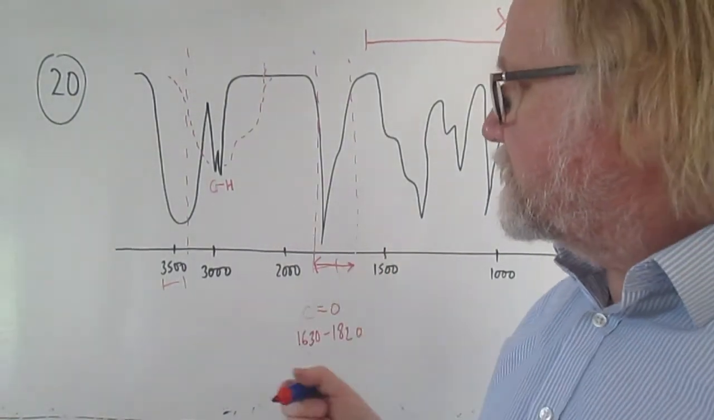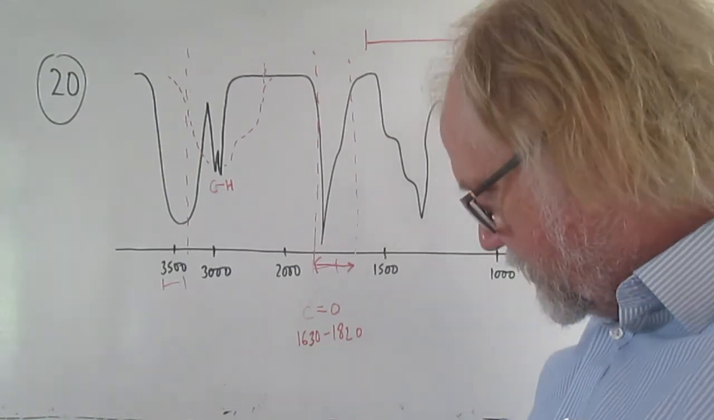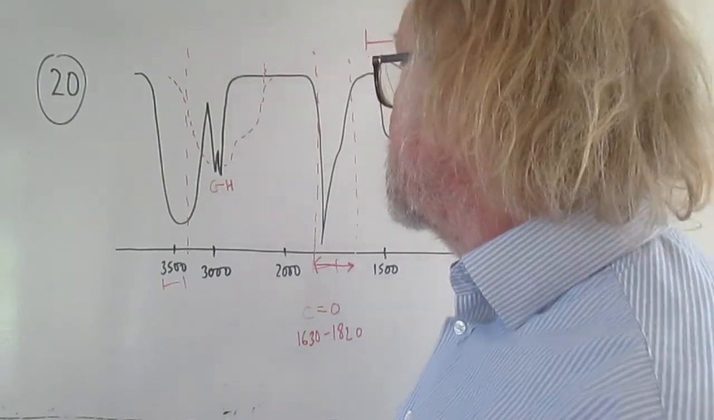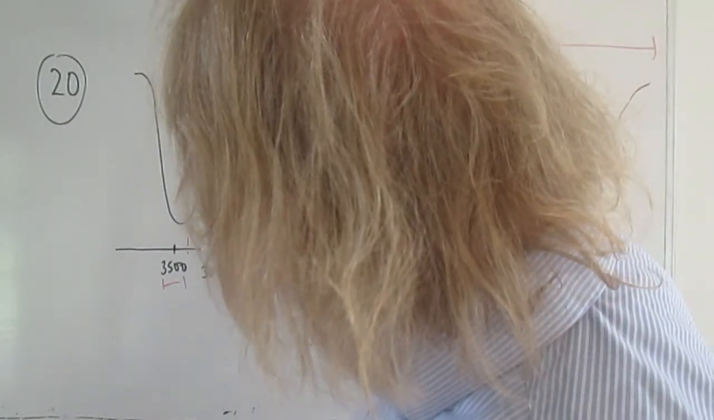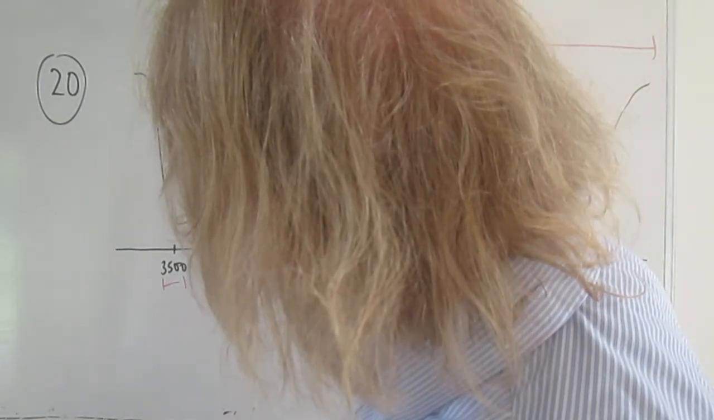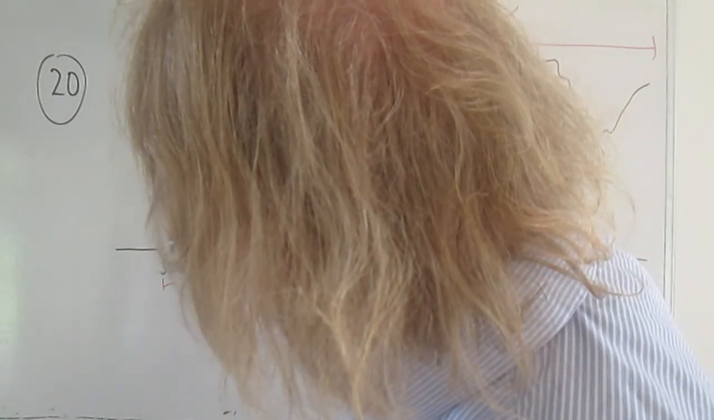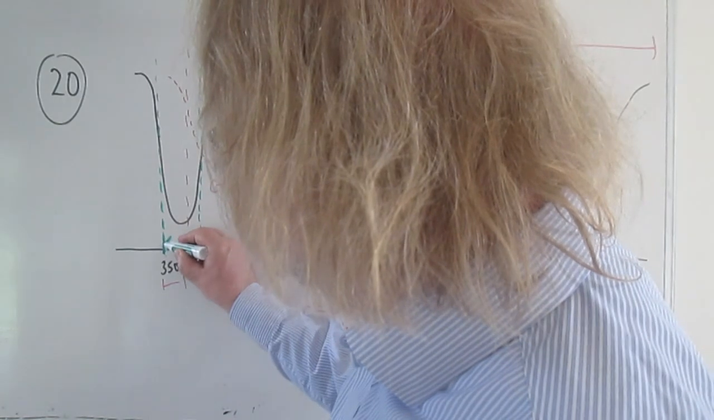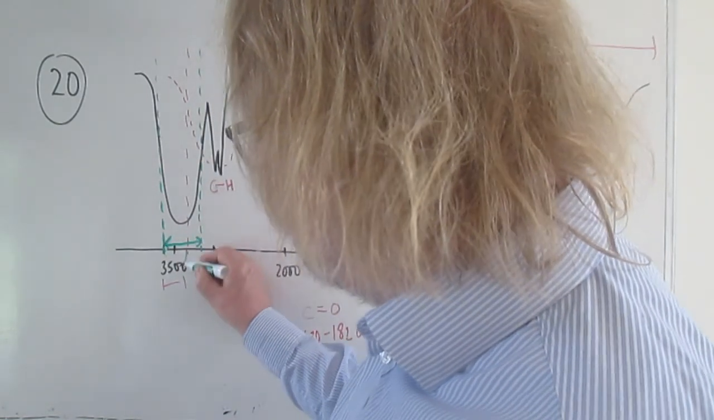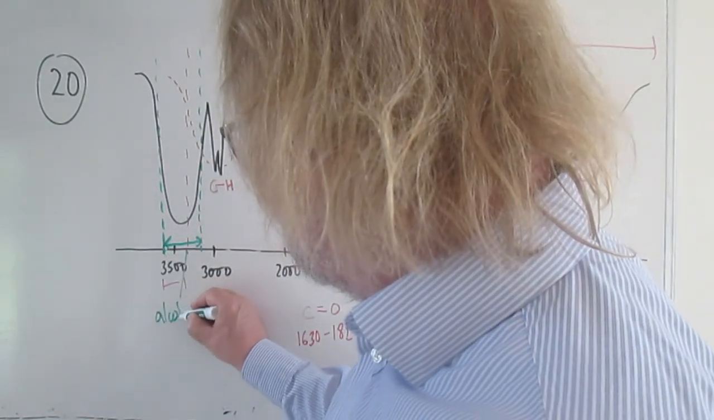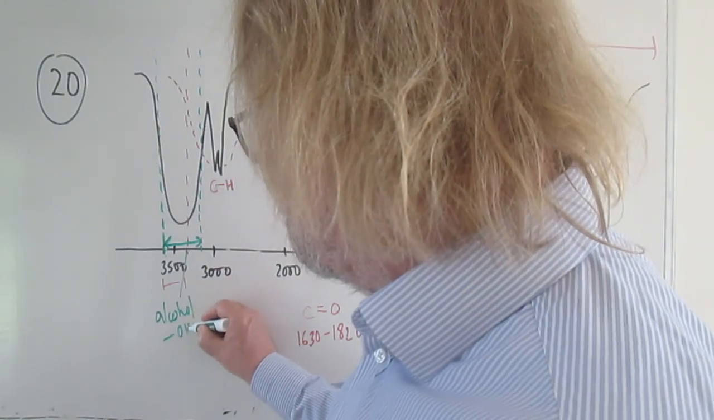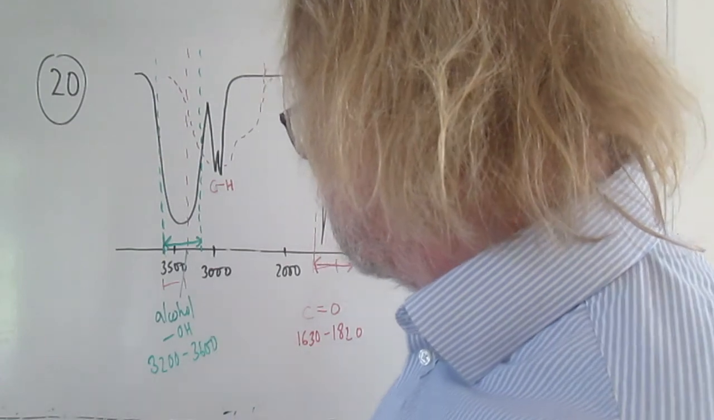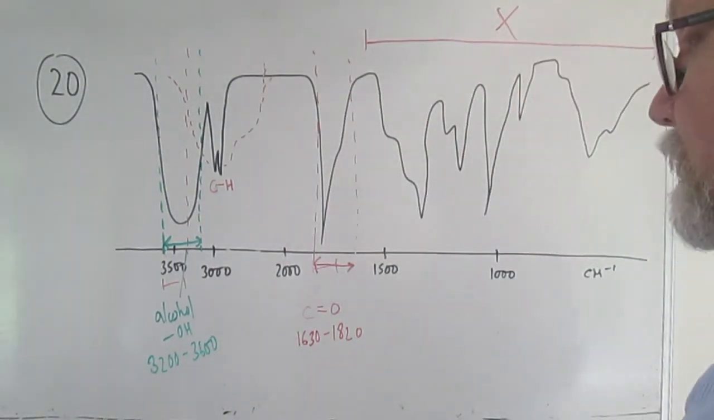Alcohol OH is 3,200 to 3,600. So if we mark that on there, 3,200 is going to be somewhere here, and 3,600 is going to be somewhere here, and you can see that one fits nicely. So that one is an alcohol OH, 3,200 to 3,600 wave numbers. So that's what you've got.